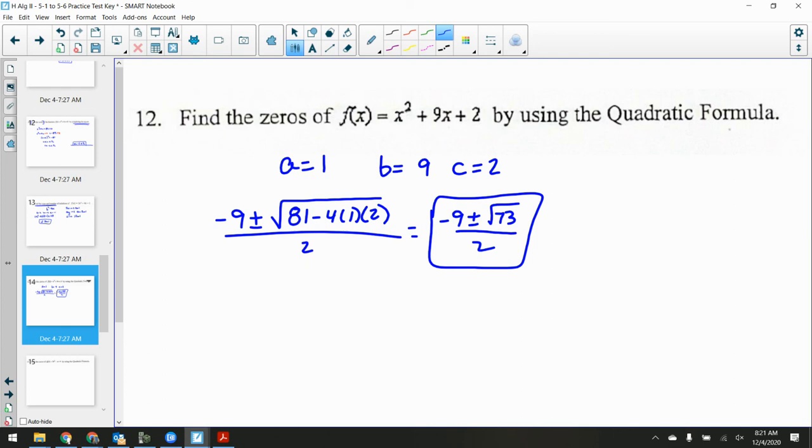We're done there. The only other thing that you should really check is to see if this fraction was reducible. And it's not. 9 over 2 is not reducible. So we're done.